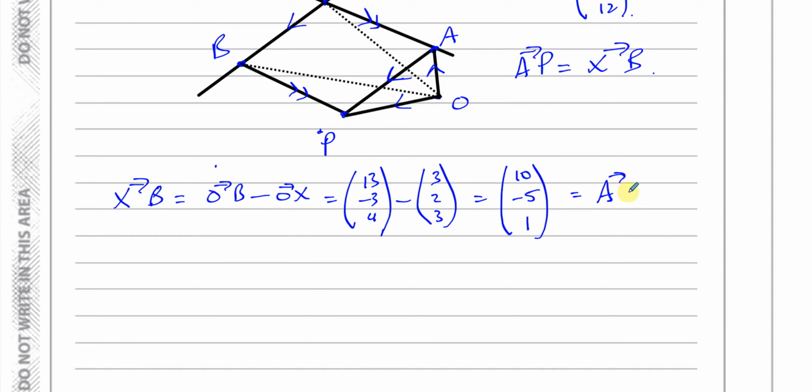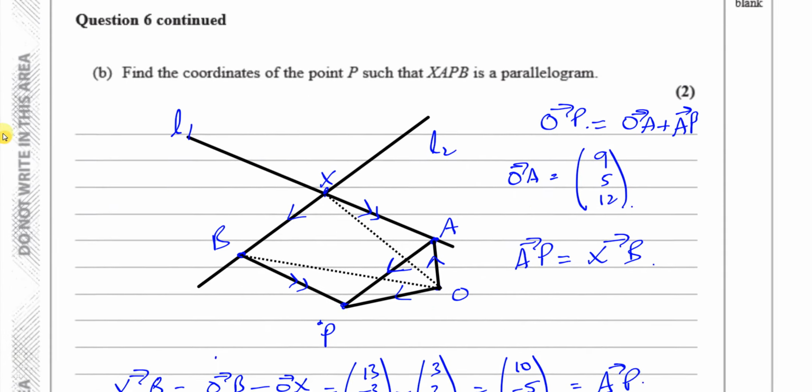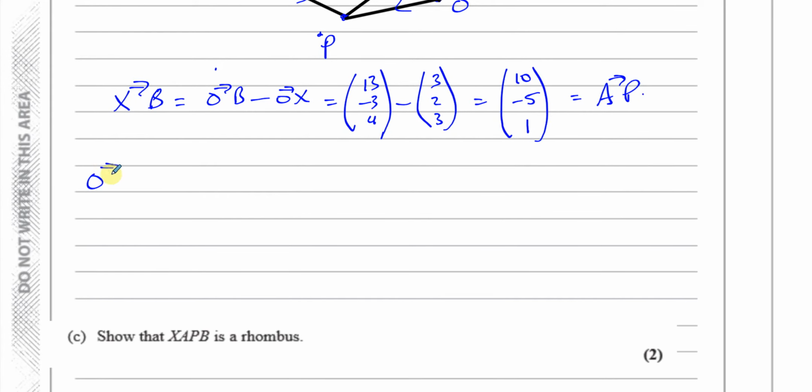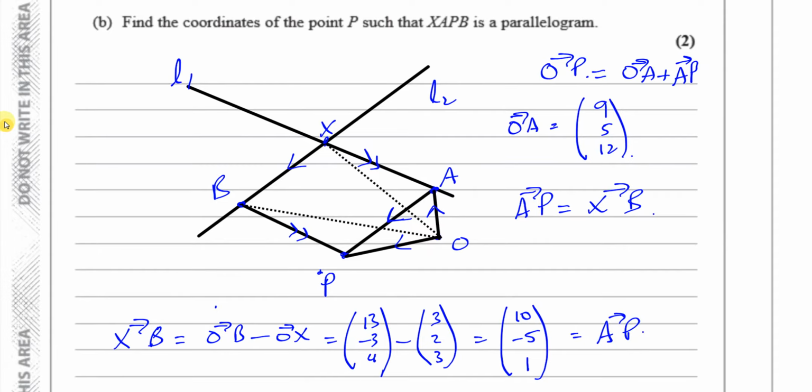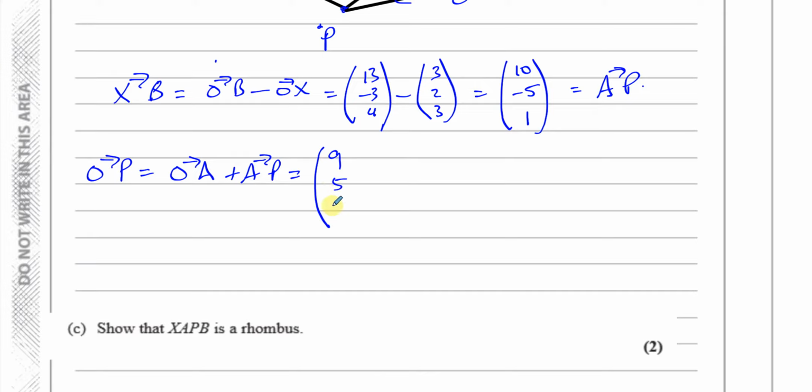That's A to P. So as we said earlier, O to P is O to A plus A to P. And I have all of those things now. I know what O to A is: as I said, 9, 5, 12, given in the first part of the question. Plus A to P, which we just found, which is 10, minus 5, and 1. So I end up with 10 plus 9, which is 19, 5 minus 5, which is 0, and 12 plus 1, which is 13.